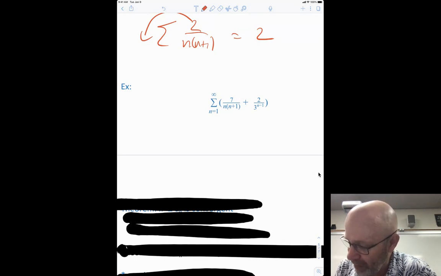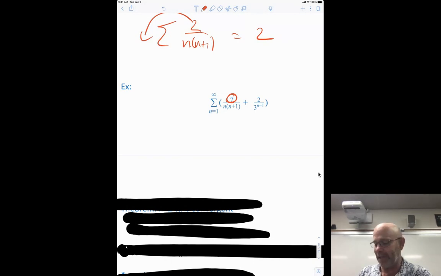So this is what we just talked about, right? This is a telescoping series times 7. So this thing has to add to 7. Okay. This is a geometric series. It's got a first term, plug in 1 to that. 1 minus 1 is 0. 3 to 0 is 1. So it's got a first term of 2 and a common ratio of 1/3.